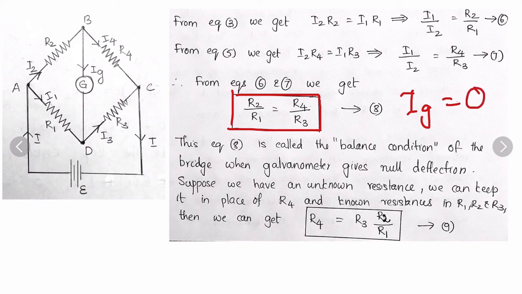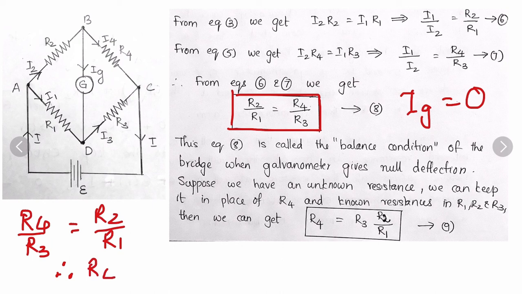When current through the galvanometer is 0, we know that R4 by R3 is equal to R2 by R1, but we want the value of R4. Therefore, send R3 to the right side. You will get R4 is equal to R3 into R2 by R1. In this way, we can find an unknown resistance using the Wheatstone bridge.